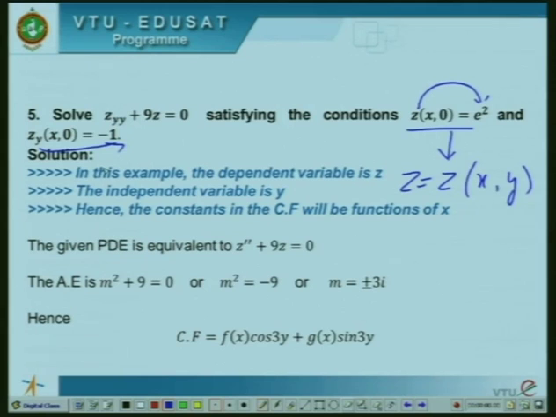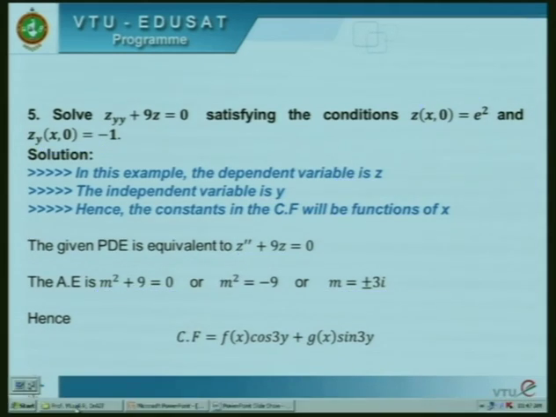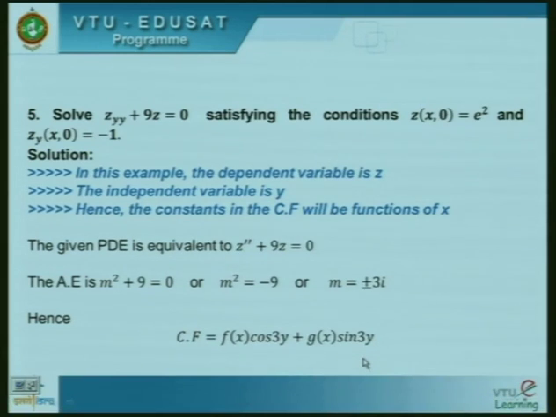So, the dependent variable is z, independent variable is y. The constants in the CF should be functions of x. So, the equivalence of the given problem is z double dash plus 9z equal to 0 with AE m square plus 9, which gives you m equal to plus or minus 3i. So, if you assume functions of x as constants, the complementary function is f of x into cos 3y plus g of x into sin 3y.